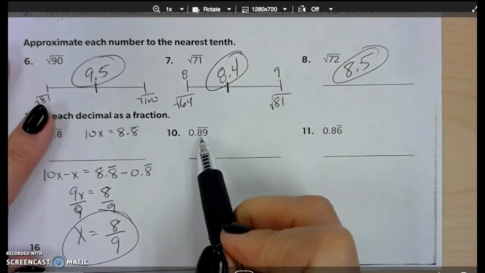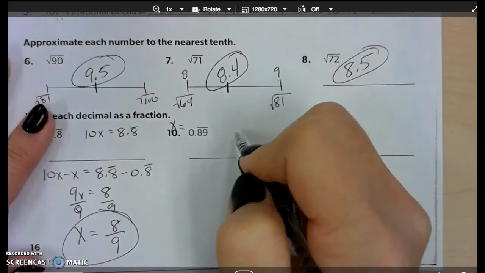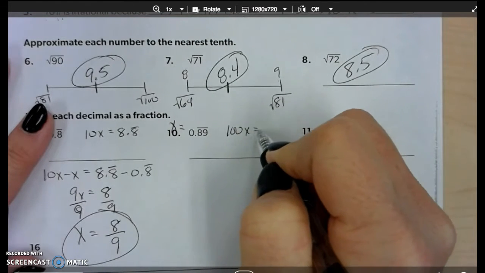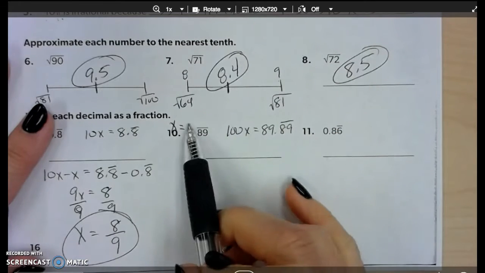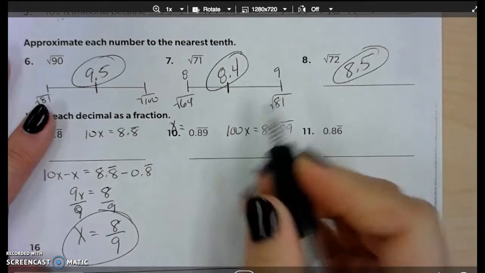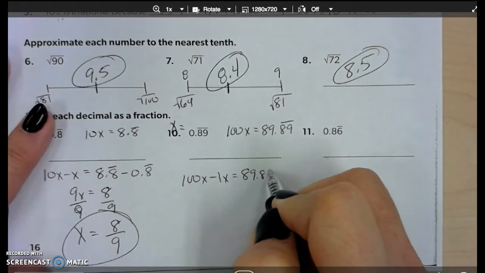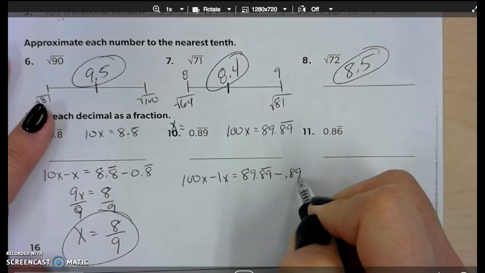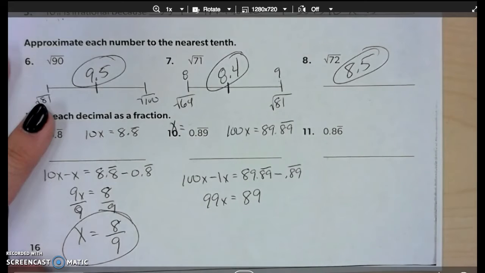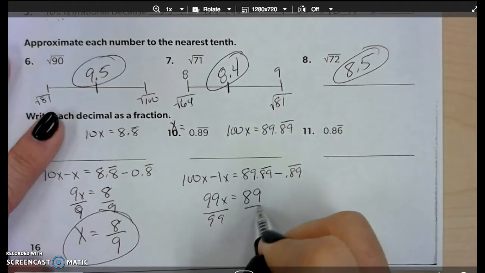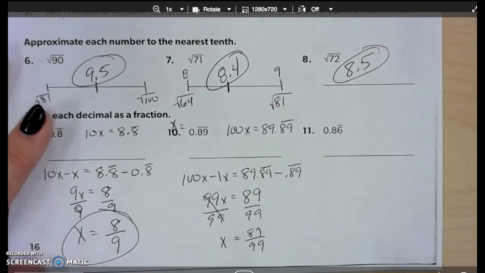Number 10, we're repeating in the hundredths place, so x is equal to 0.89 repeating, and then 100x is equal to 89.89 repeating. And we got that by multiplying the first equation by the place value of 100. 100x minus 1x is equal to 89.89 repeating minus the 0.89 repeating, which will leave us with 99x is equal to 89. Then we will divide by 99 to get x equals 89 over 99.